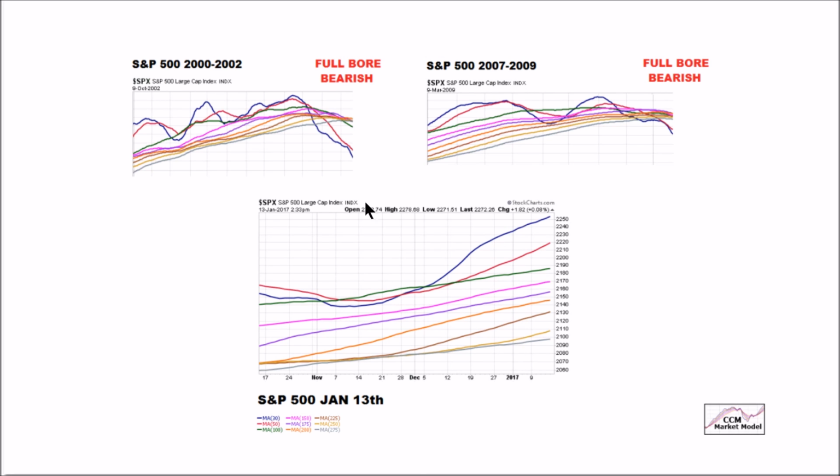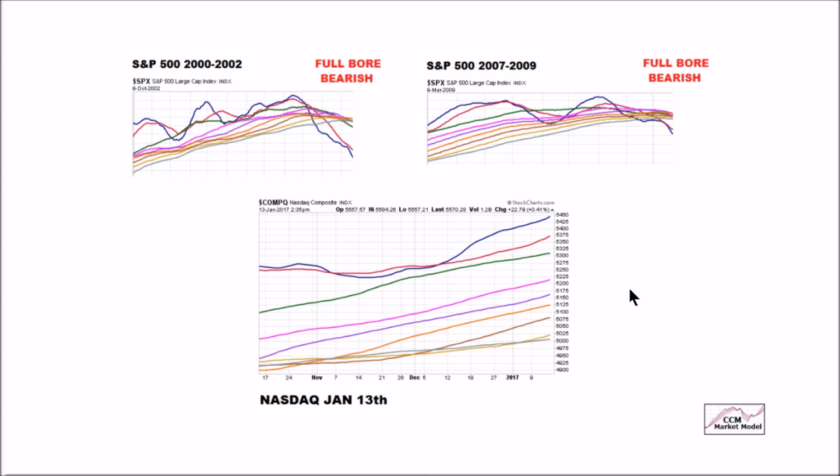The present day really doesn't look anything like the toss and turn looks that we want to avoid, or these low probability looks. Similar situation with the NASDAQ. The more a chart looks like this or this, the lower the odds from a trend perspective and the more concerned we would be. There's really not a lot of concern on the chart of the NASDAQ as of Friday, January 13th.